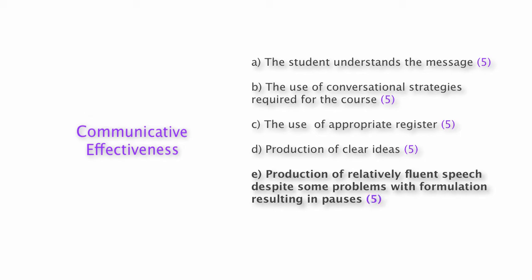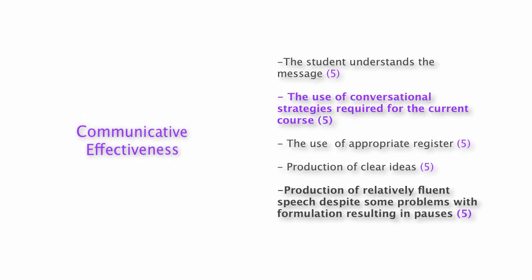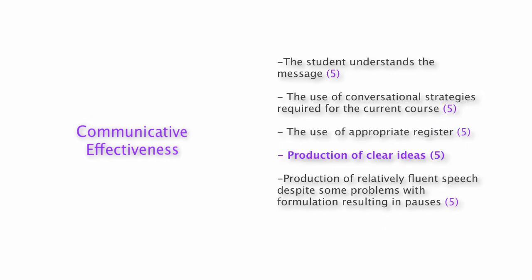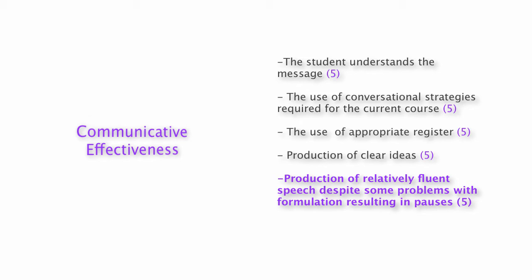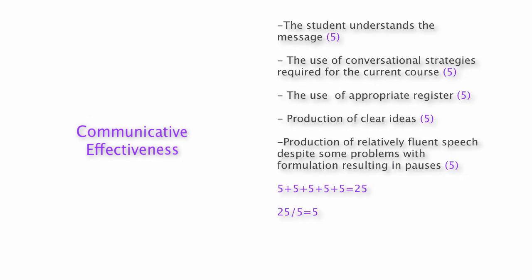Now let's see how to get the final grade for communicative effectiveness. Remember that there are 5 descriptors in this aspect. The student understands the message, use of conversational strategies required for the current course, use of appropriate register, production of clear ideas, and production of relatively fluent speech despite some problems with formulation resulting in pauses. In each one of them, the grade was 5. Then we just have to add them, divide the result, 25, by 5, the number of descriptors, and the result, 5, is the final grade for communicative effectiveness.